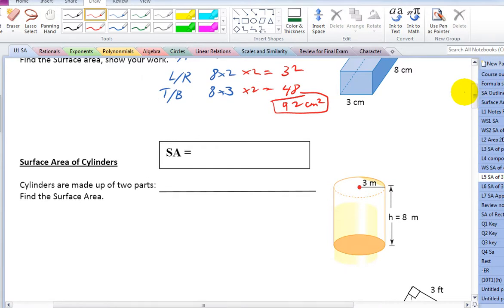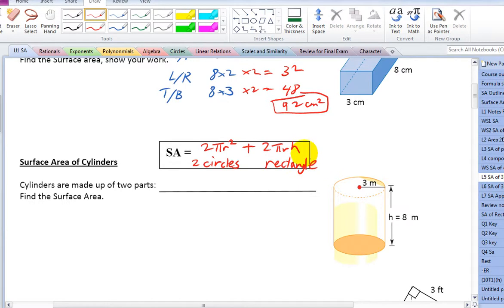Surface area of a cylinder, you guys remember what the formula is? 2 times pi times r squared. Good. So 2 pi r squared. What is that finding? The top, the circle. 2 circles, top and bottom. Okay. Plus what else? 2 pi r h. And this is the rectangular middle.